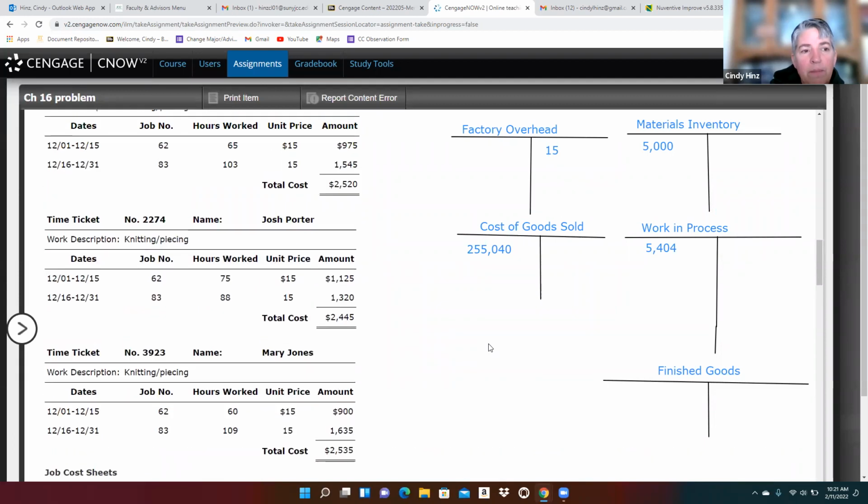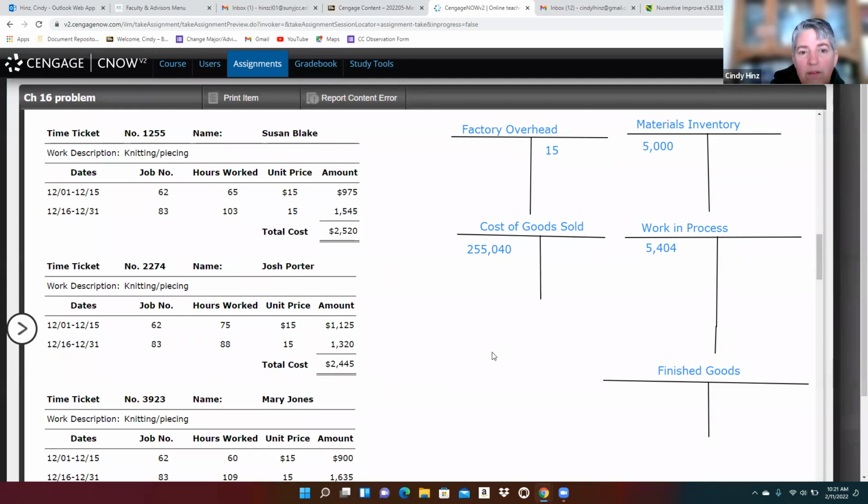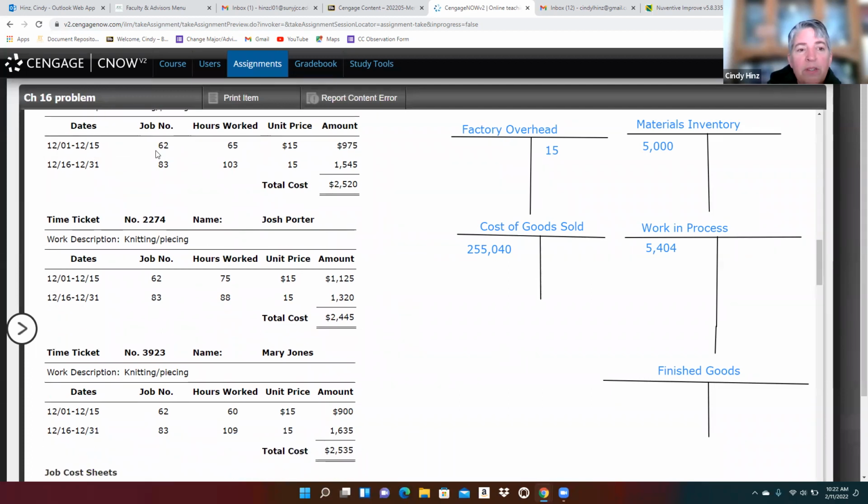So right here, can't quite fit all of it on the screen, but right here we have the 3 time tickets. These are our 3 knitting direct labor workers. And you can see that their time for the month is divided between job 62 and job 83. Each one of them spent some time. So we have their hours worked for each job. And they also had wages paid that would be applied toward those jobs.